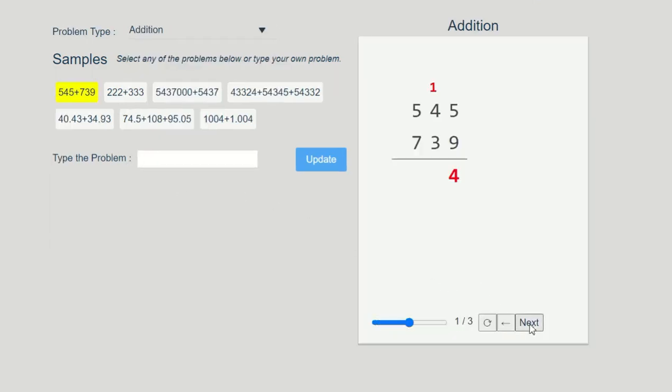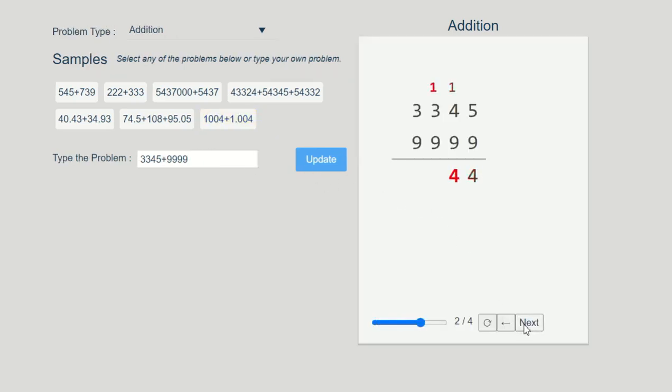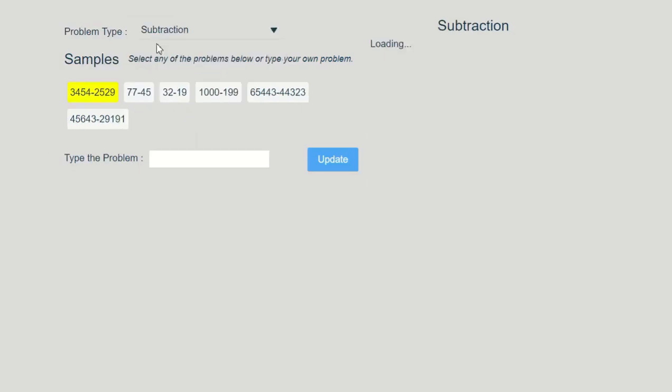First, the units place digit of all numbers are added. Using the next button, you can walk through the solution step by step. You can select any of the problems already available, or you can type your own problems. It also works for decimal numbers.